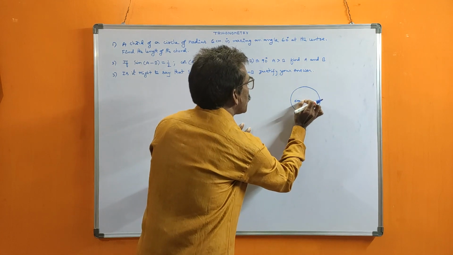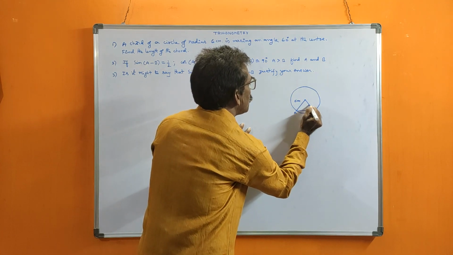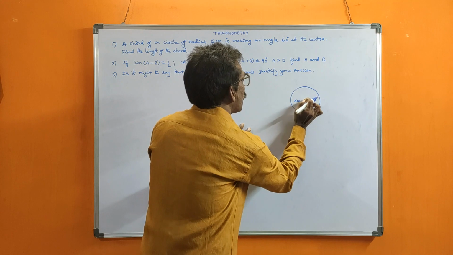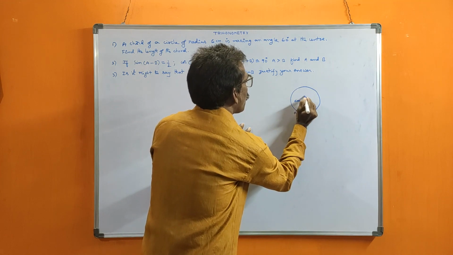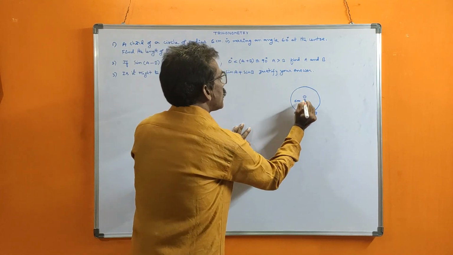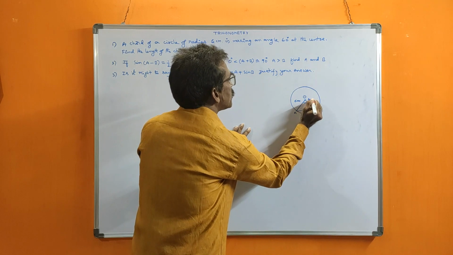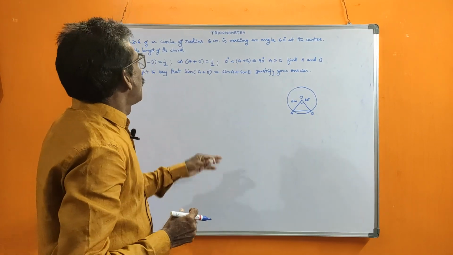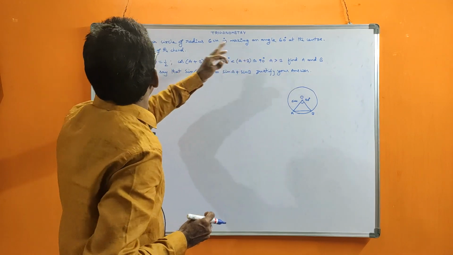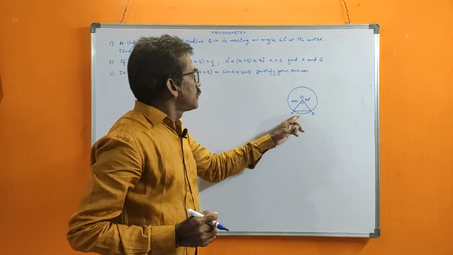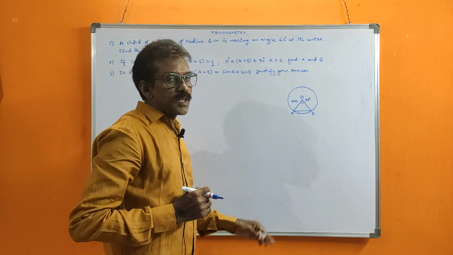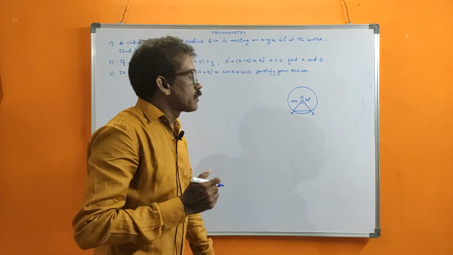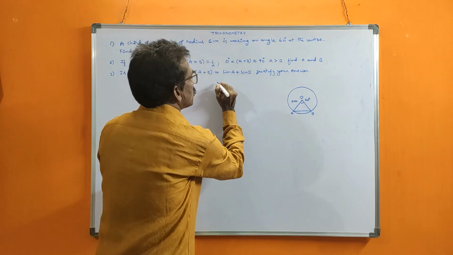That means if you join the 2 points to O, where O is the center of the circle, it is making a 60 degrees angle. That is the data given. From that data we should find the length of the chord. What is the length of the chord AB, we should find out. Now first we will write the given data.